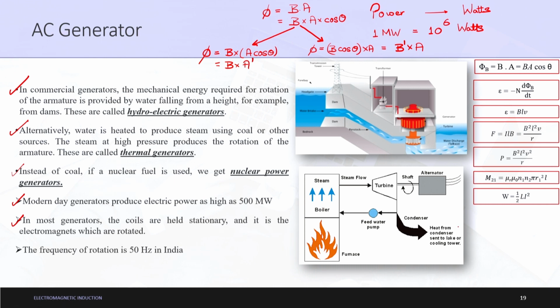So, the concluding statement of this slide is that the frequency of rotation is 50 hertz in India. When we were talking about theta is equal to omega t, we already know what omega is. Omega is nothing but 2 multiplied by pi multiplied by f. So, the f used here is nothing but 50 hertz. In India, this f value is 50 hertz.